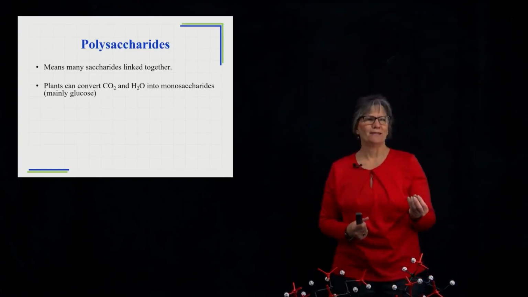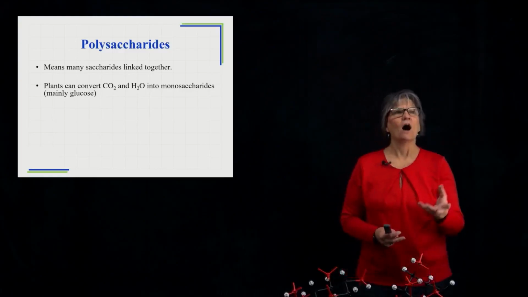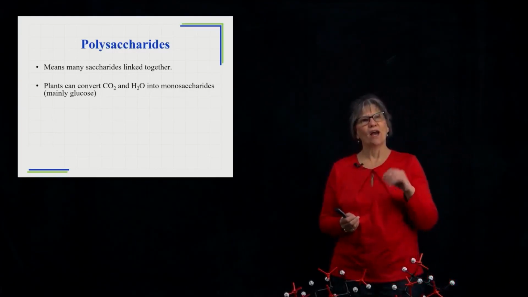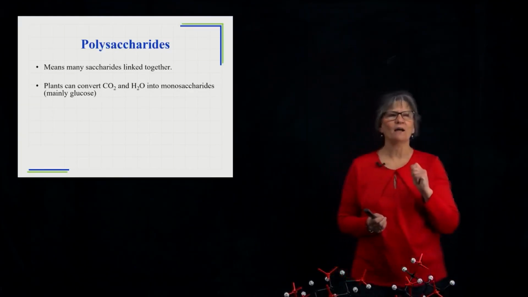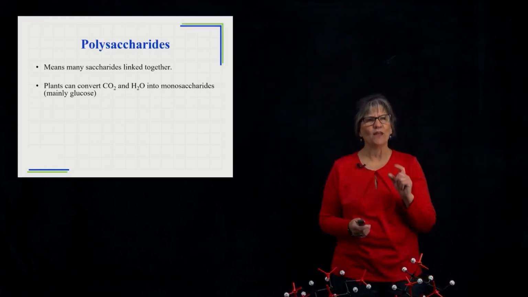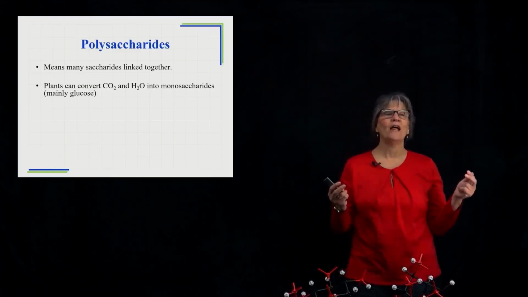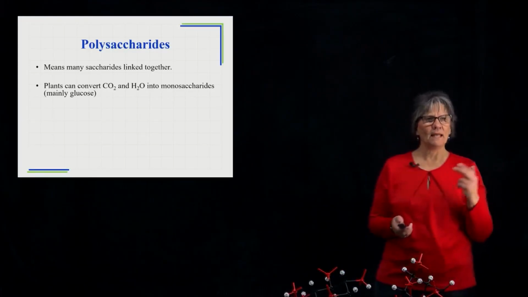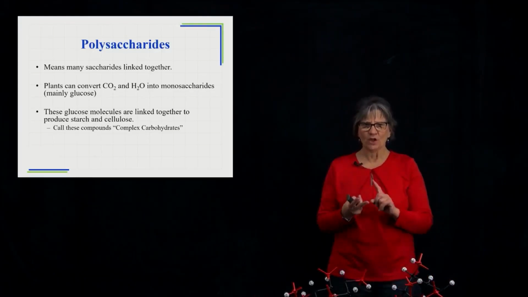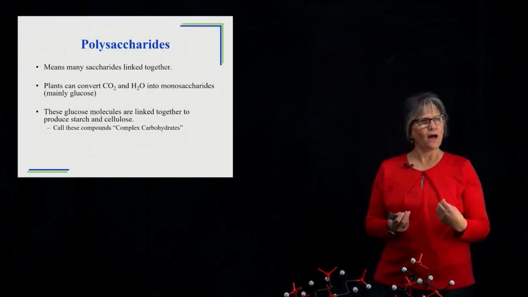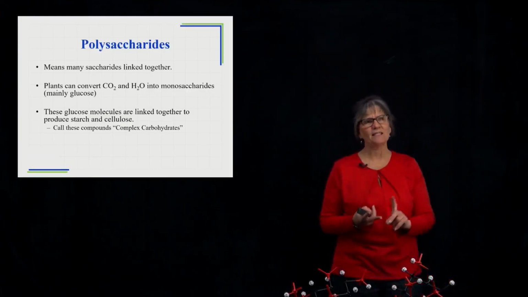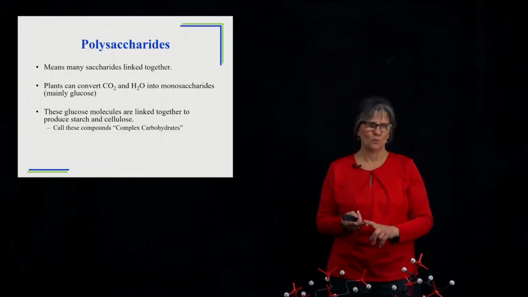How do we get polysaccharides? Well, plants are bringing in carbon dioxide, they're taking in water, and they are converting that carbon dioxide and water to glucose. Plants are doing that, and when they take those glucose molecules, they link them together many times over. These are what produce for us starches that we consume for calories and cellulose that we consume for fiber.